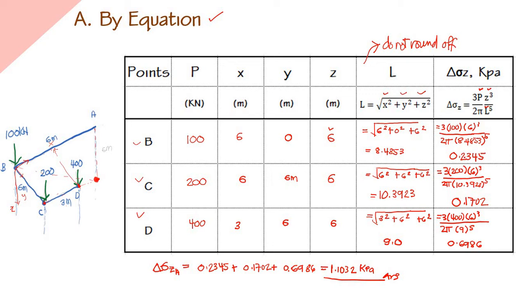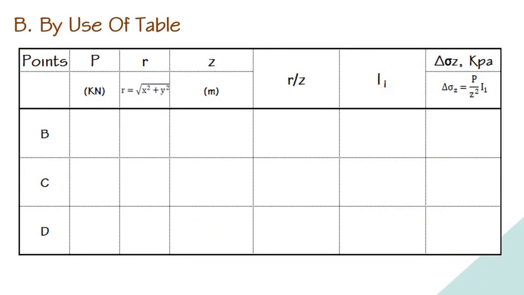If you are to sum all the vertical stresses due to point B, point C, and point D, save the values and then add them up so that it would not be a double rounding off. So next is by the use of table. By the use of table, this is our equation that we are going to use. This is the same equation that we used a while back. However, it is simplified, and instead of substituting the other part of the equation, we simply have to get the value of I1 and then substitute it to this equation.